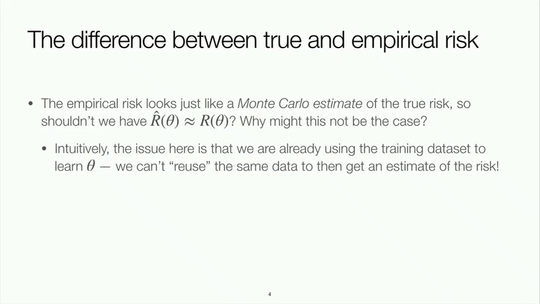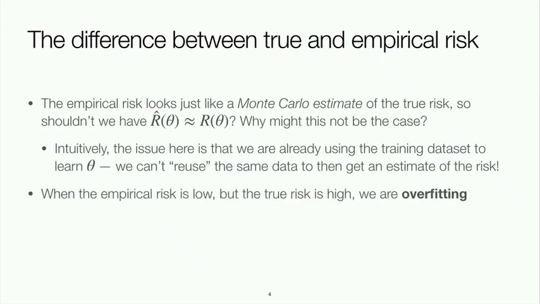Especially because my theta was trained. It was learned to minimize the empirical risk, to minimize the loss on those xi, yi. And so this is no longer going to be a reliable estimate of my true risk, because I've already used that data to do something, and that something was to minimize the empirical risk. So doing so, my empirical risk on this particular data set is no longer going to be a good estimate of my true risk.